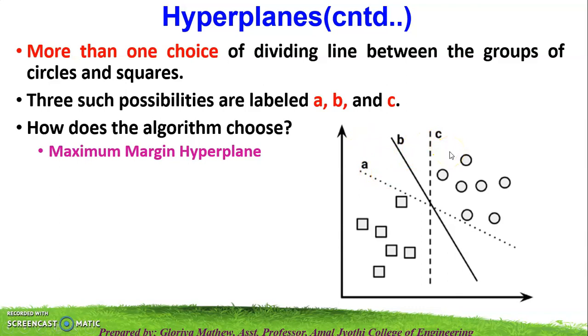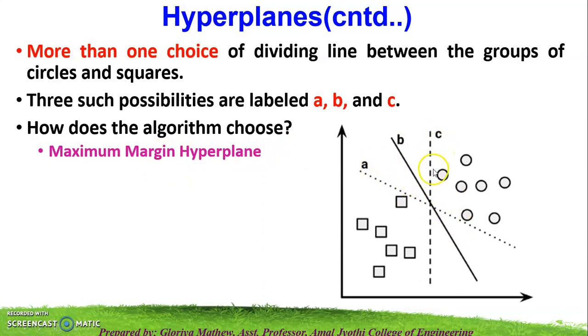Now our question is, how does the algorithm choose the best option? Among these three lines, line A, line B and line C, which line does the algorithm choose? The answer is that the algorithm will choose the maximum margin hyperplane among these hyperplanes.